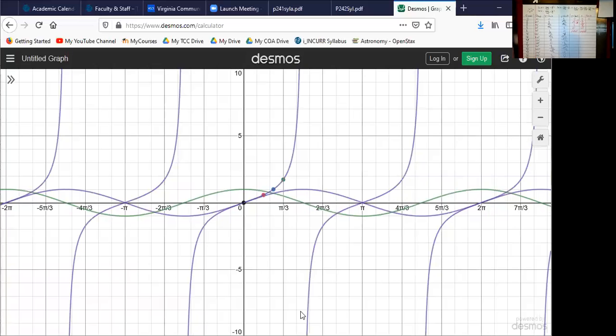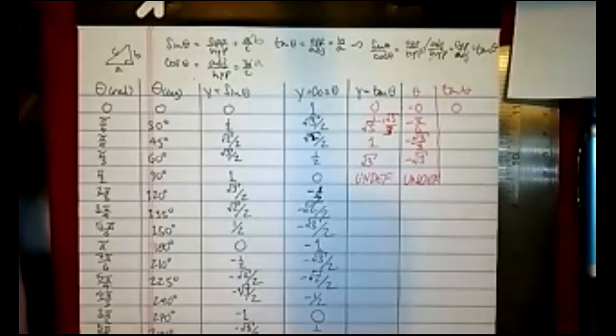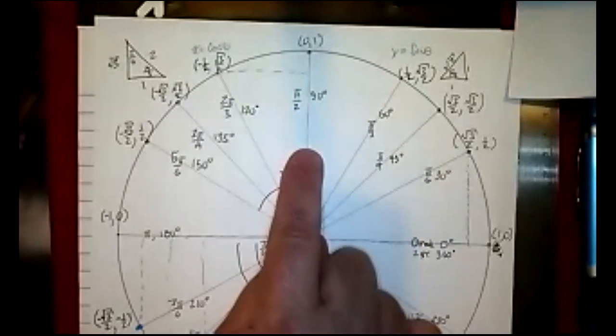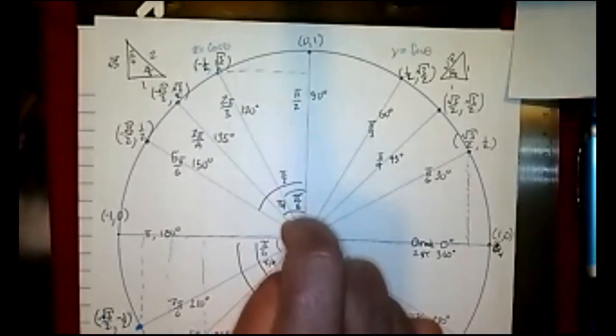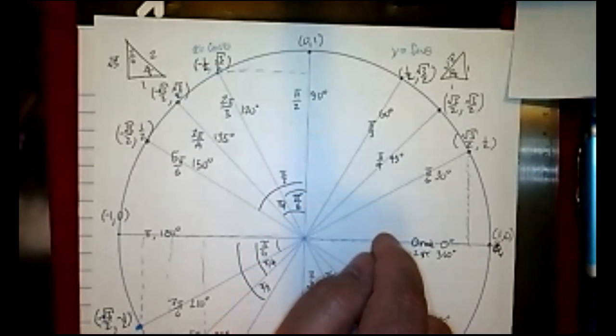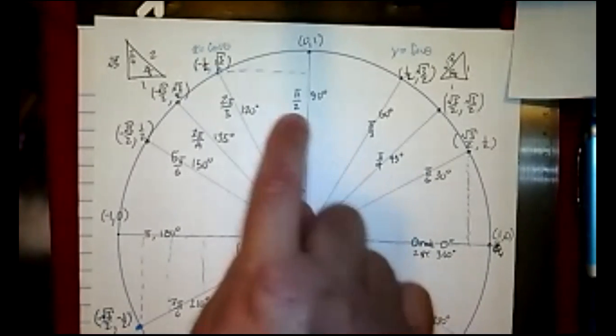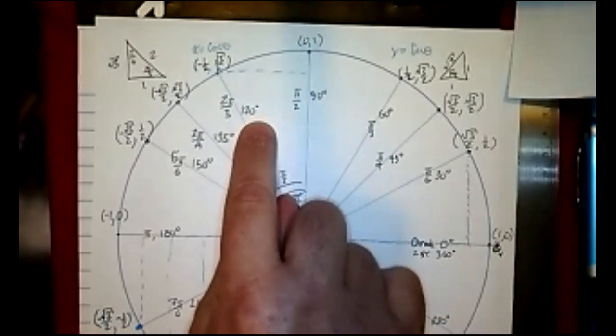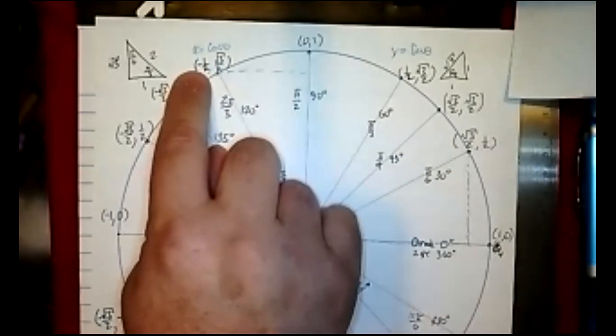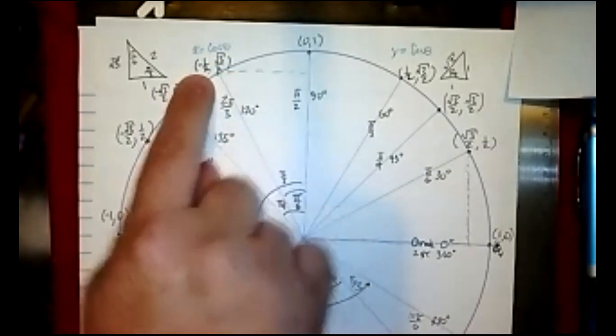But let's see what happens. I'm going to stop sharing. I'm going to look at our table. So when we got to pi over 2, that was undefined. But then when you go to, of course, let's say 2 pi over 3, that's bigger than pi over 2. And in fact, if you do y over x, it's root 3 over 2 divided by negative 1/2.